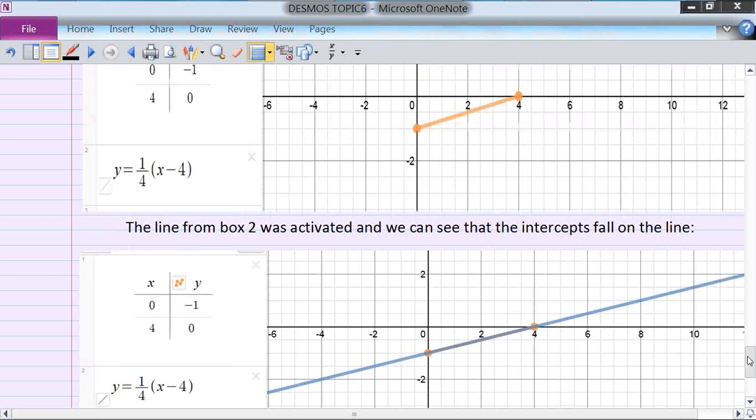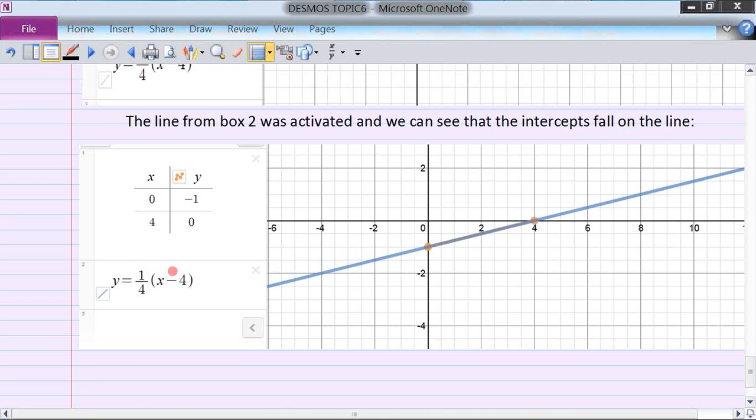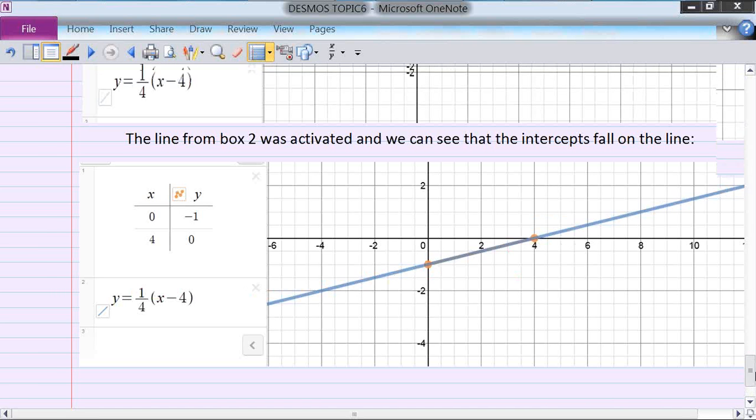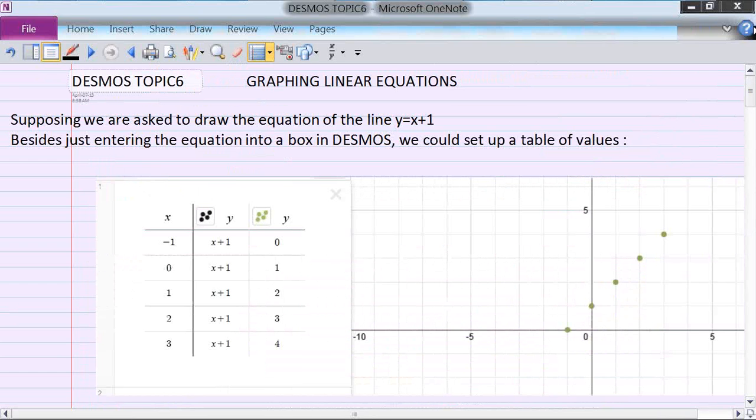Now, if we put this equation in and activate it, we see that the extension of the line obtained from this falls on these points. So this gives us some applications and shows us the use of Desmos in graphing linear equations.